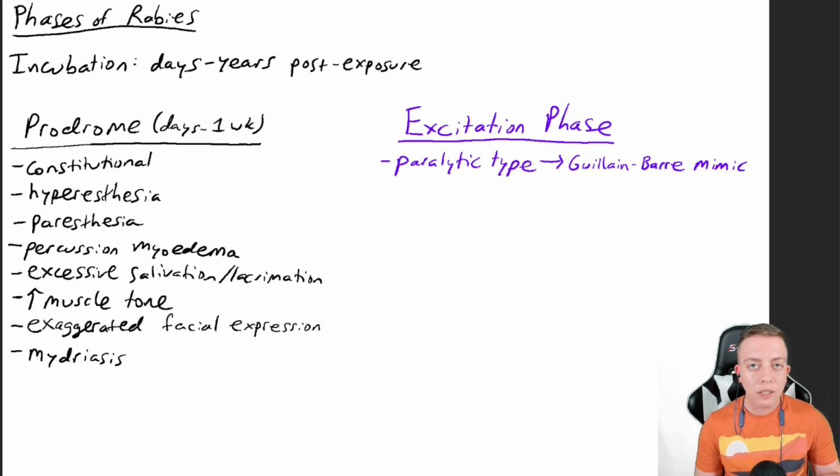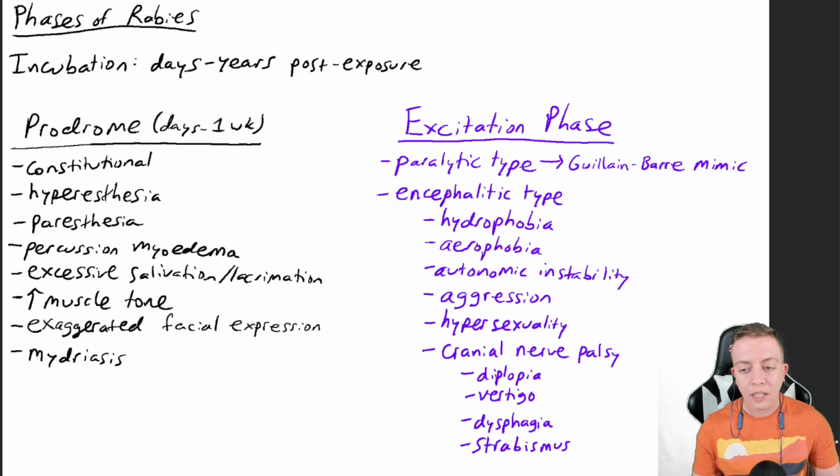And one type of response to this is one we're not going to talk about a whole lot, because you can have two different types of the excitation phase of rabies. The first type is the paralytic type, which kind of presents like a Guillain-Barré or like a paralysis starting from the legs and migrating upward. That's not really going to present very similarly to vampires or werewolves, so I just mentioned it here because it is a presentation, but we're going to focus on the encephalitic type.